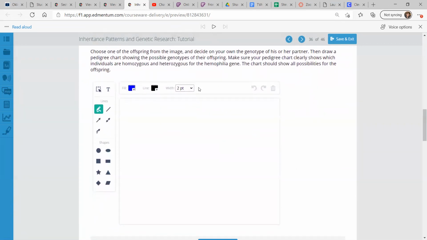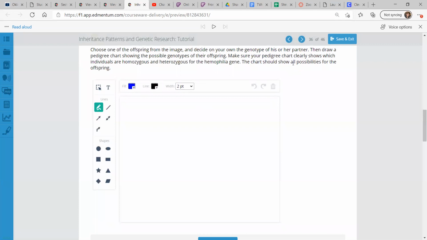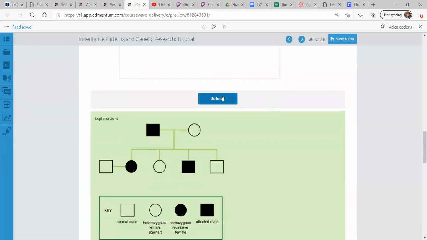All right, choose one of the offspring from the image and decide on your own the genotype of his or her partner. Then draw a pedigree chart showing the possible genotypes of their offspring. Make sure your pedigree chart shows which individuals are homozygous and heterozygous for the hemophilia gene. The chart should show all possibilities for the offspring.